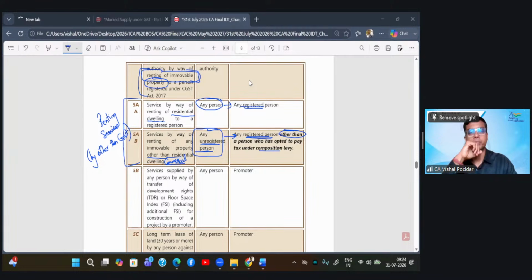Understood? Any questions further? Yes, correct. So where it is vice versa, that a junior is giving services to a senior, that will be under RCM.